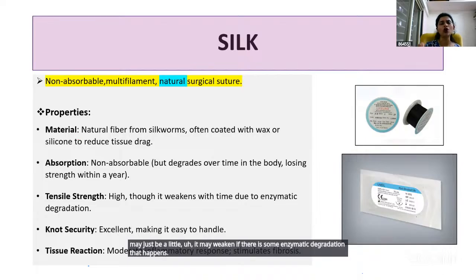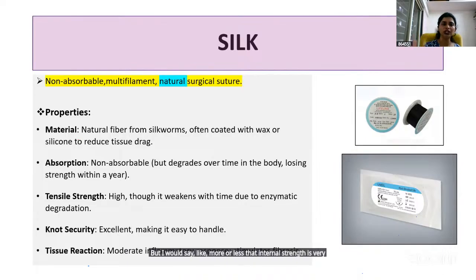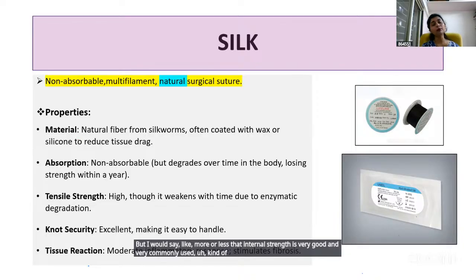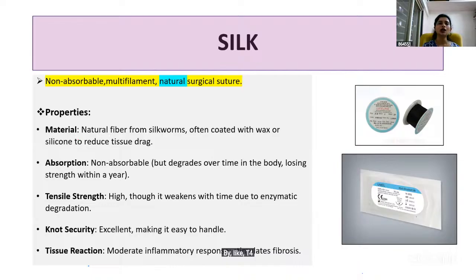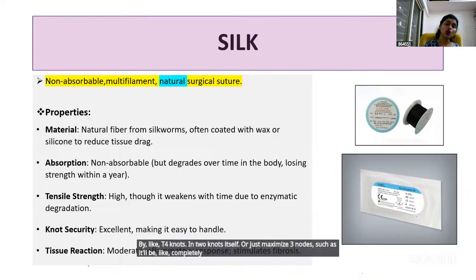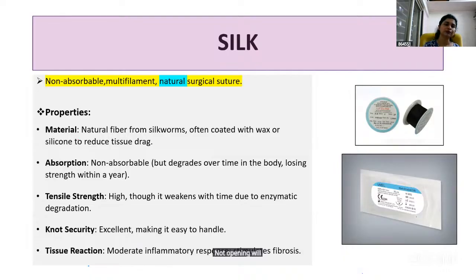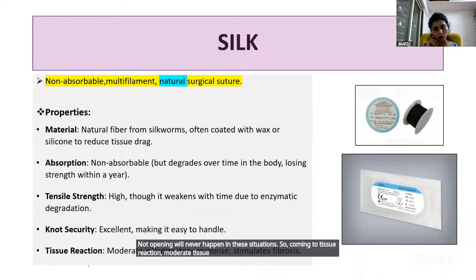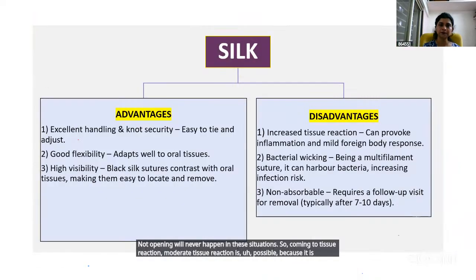But I would say more or less the tensile strength is very good and it is a very commonly used kind of suture. Knotting property is excellent. You don't have to tie like 3-4 knots. In 2 knots itself, or at max 3 knots, it will be completely secured. Correct? Opening of the knot will never happen in these sutures. So coming to tissue reaction, moderate tissue reaction is possible because it is a naturally derived one.